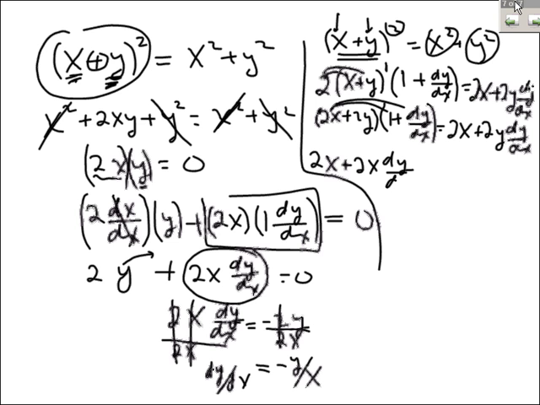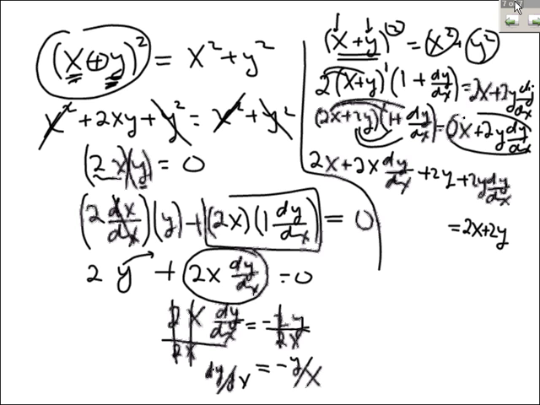Now I distribute the plus 2y with the 1, and I get plus 2y, and then the plus 2y with the dy/dx. And this is equal to the right hand side. This is equal to 2x plus 2y dy/dx. And coincidentally, both sides have 2x, so I can take them away, and both sides have 2y dy/dx, so I can take it away. So what survived on the right hand side is 0.